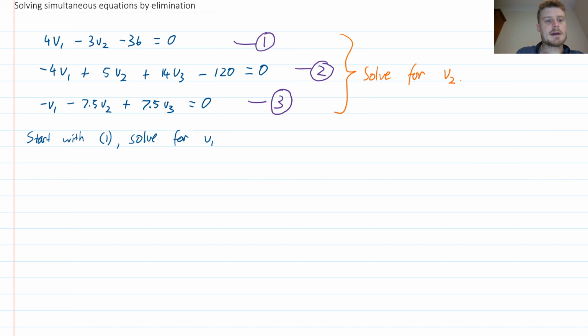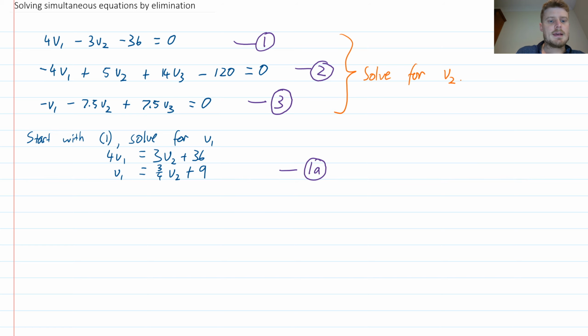So looking at equation number 1, what I will get here is 4v1 is equal to 3v2 plus 36, which is v1 is 3/4 of v2 plus 36 over 4 is 9. So this is my equation for v1. I'm going to call this equation 1a. So it contains the same information as equation 1, but I've just rearranged it.